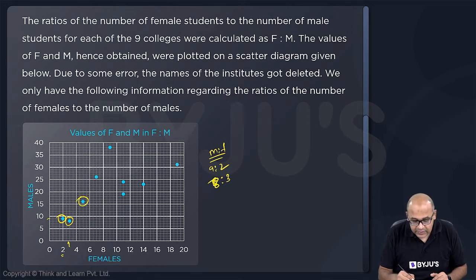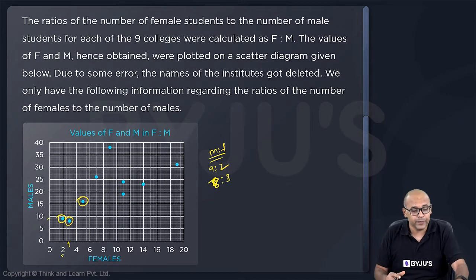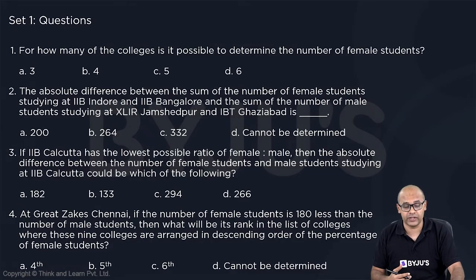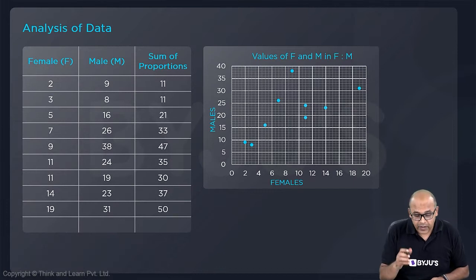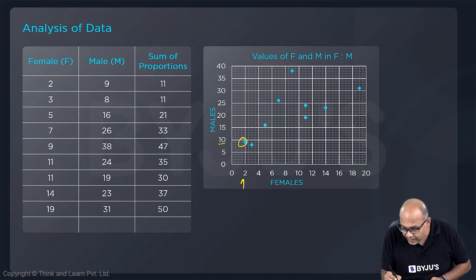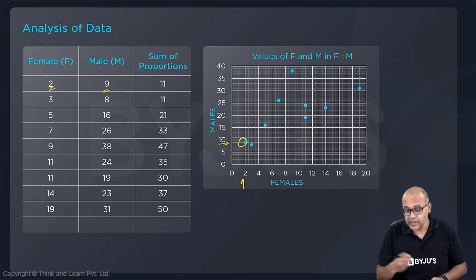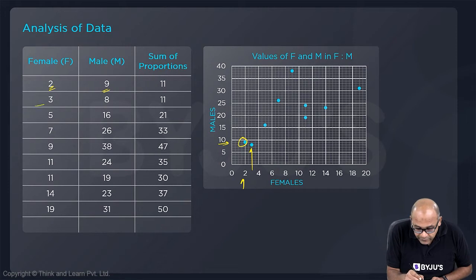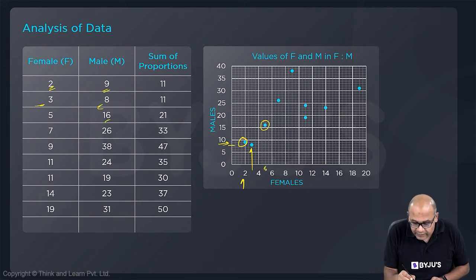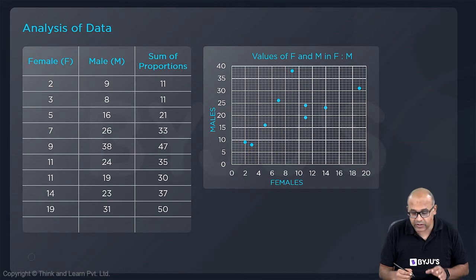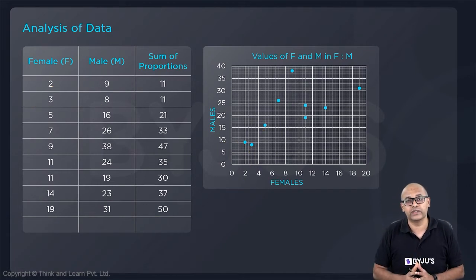So every dot you can actually look at the male and female, and there's a set of questions. You can first analyze this data and make a simple table, which will look like this. If you look at the first dot, we have 2 females and 9 males. If you look at the second dot, we have 3 females and similarly 8 males. Third dot, you'll have 5 females and this will be 16. So 5 and 16. We can make this entire table based on the scatter plot given to us.